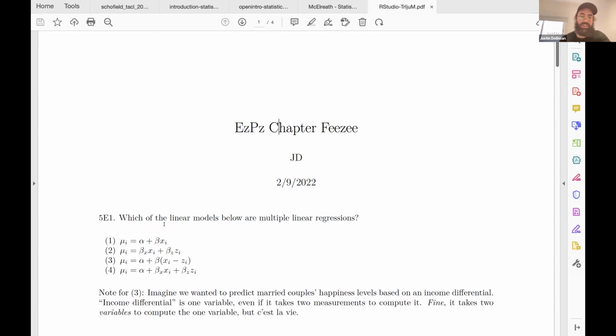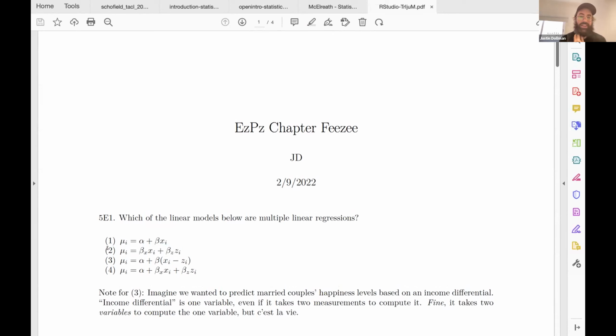So the very first question is just asking which linear models below are multiple linear regression. This one is the classic single linear regression, single regressor. So nope.